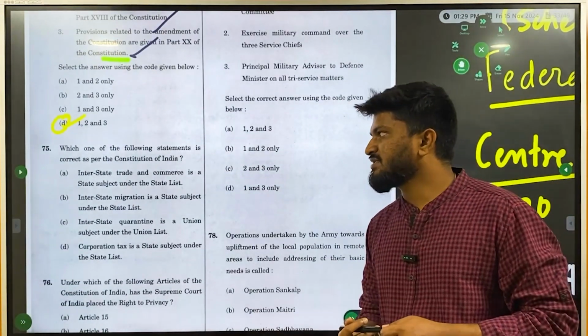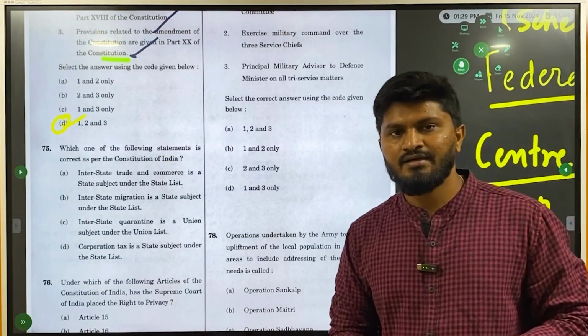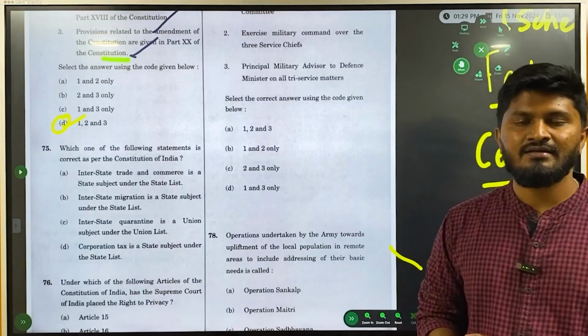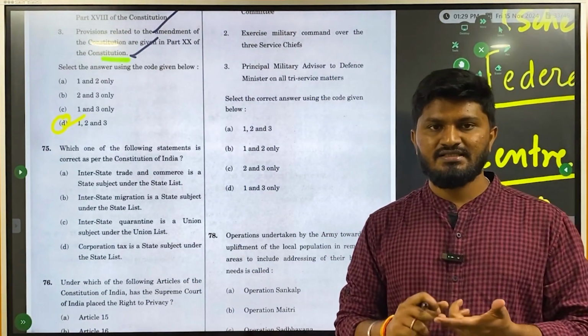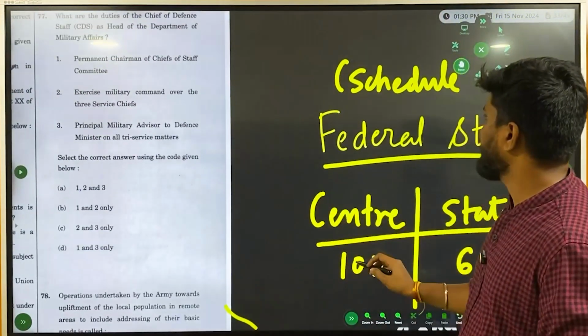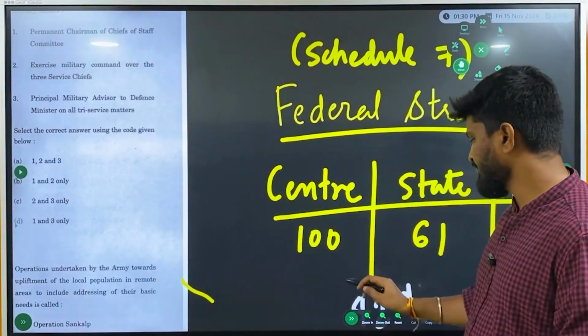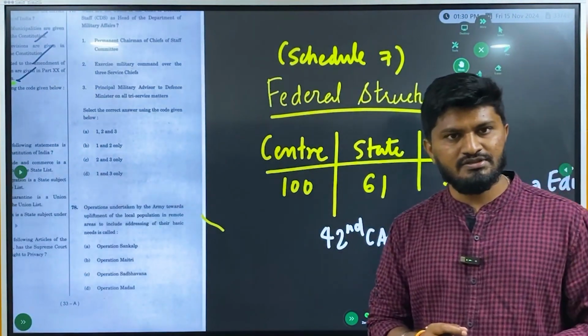Which of the following statements is correct as per the Constitution of India? India, we know, is a federal country, and subjects are divided into three types: central, state, and concurrent. The number of subjects is provided in schedule 7. The Constitution is also divided into different schedules along with parts. So there are 12 schedules.